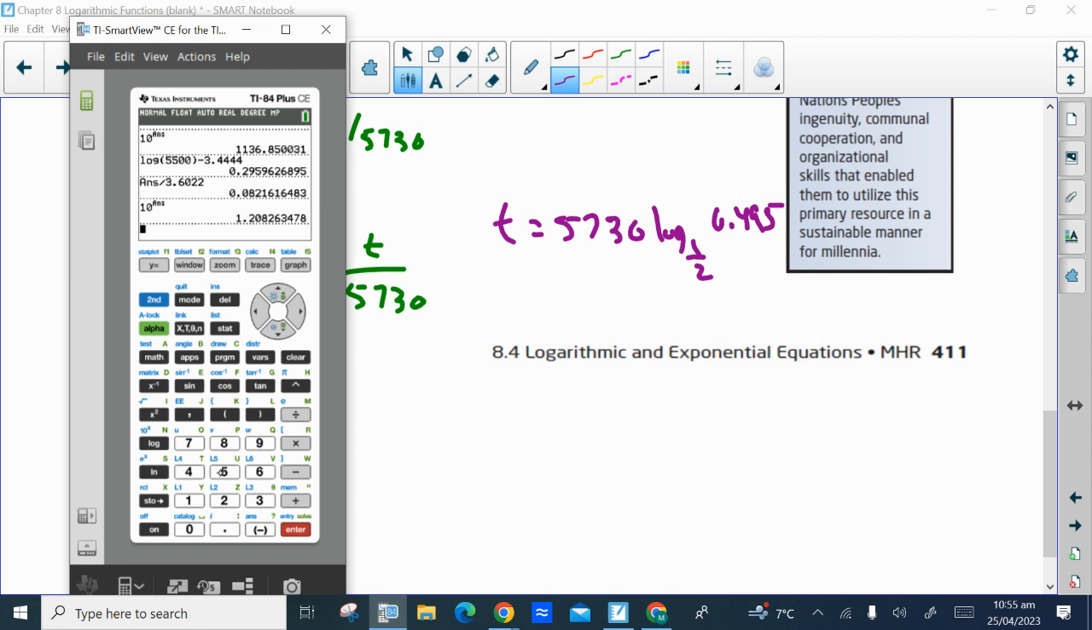We'll find our answer by using the calculator. 5730 times log base 1/2, which we can write as 0.5 because it's exactly 0.5, of 0.495. And our answer is approximately 5,813 years.